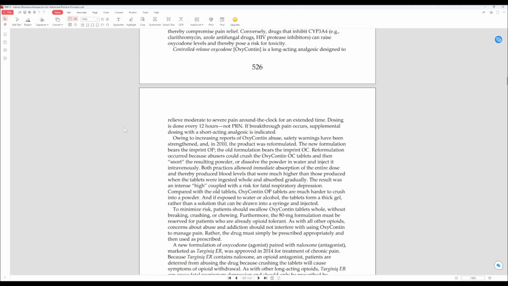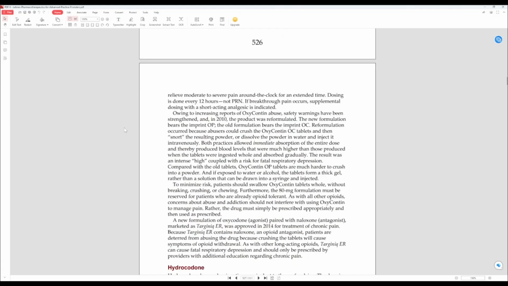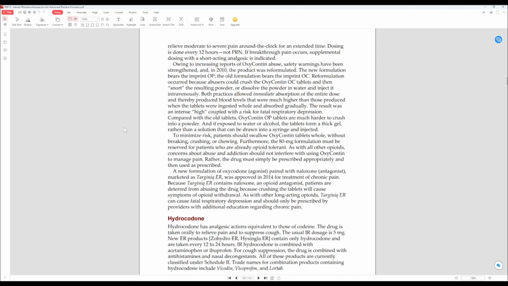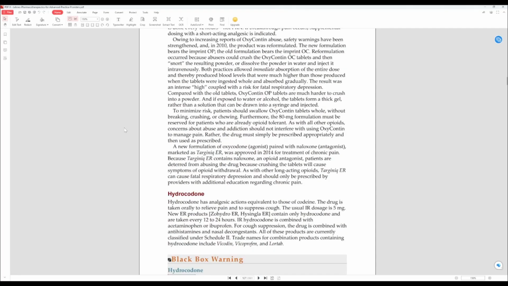The controlled release oxycodone, or OxyContin, is a long-acting analgesic designed to relieve moderate to severe pain around the clock for an extended time. Dosing is done every 12 hours, not as needed. And if breakthrough pain occurs, supplemental dosing with a short-acting analgesic is recommended. Owing to the increased reports of OxyContin abuse, safety warnings have been strengthened, and in 2010, the product was reformulated. The new formulation bears the imprint OP, the old formulation bears the imprint OC.